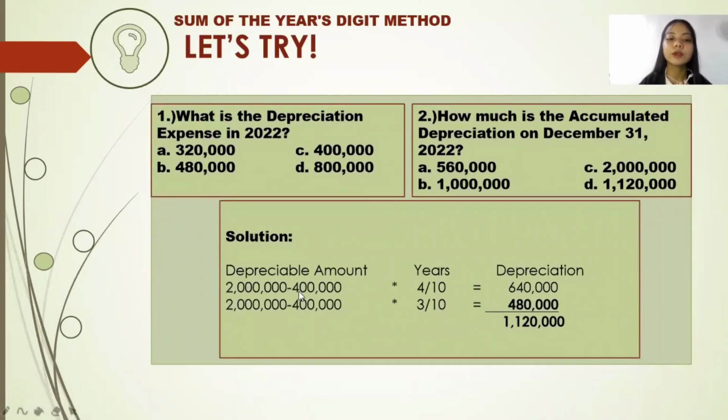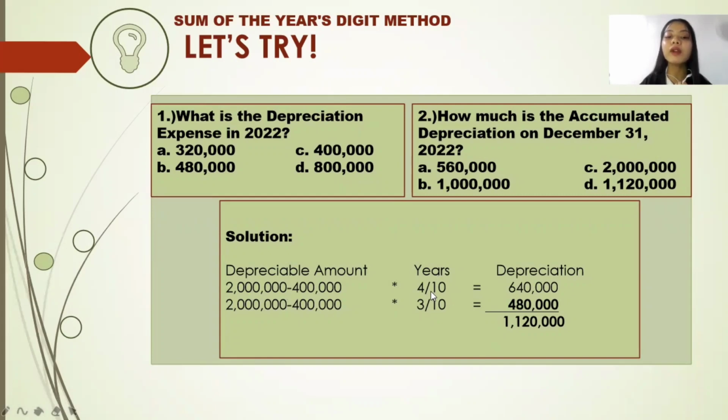So, ayan, solution. Kunin natin yung depreciable amount: 2 million less 400,000 times yung years. Magkano to? Ibig sabihin, ito yung remaining years niya, 4 years. Dahil kukunin muna natin yung depreciation ng January 1, 2021.